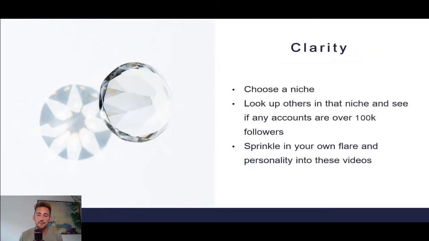So starting off with clarity, the first thing you need to do is choose your niche. Figure out what type of videos you want to create. What is your business related to? What products are you selling? What services are you selling? And then figure out how you can create videos around that niche, around that industry. So you want to choose one overarching topic that all of your videos are going to be about. Now, what I would do is I would go into the app and I would look up other people in that niche as well and see if there are any accounts over 100,000 followers.